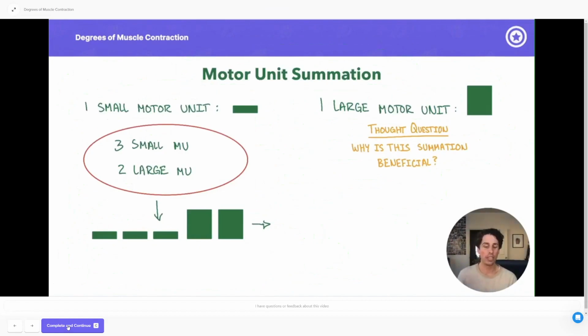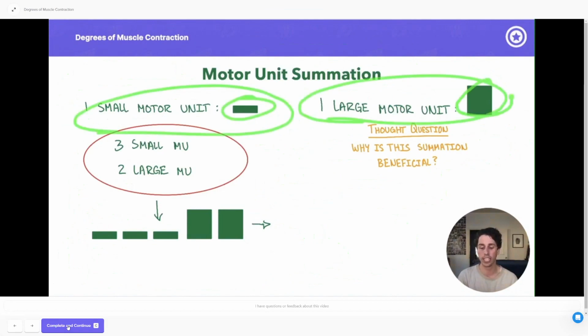And so motor unit summation is similar to wave summation based on the fact that things are going to stack on top of each other, but that's where the similarities end. As we can see right here, this is representing the tension from one motor unit. We have a small motor unit with just a little bit of tension, and a larger motor unit with quite a bit more tension.